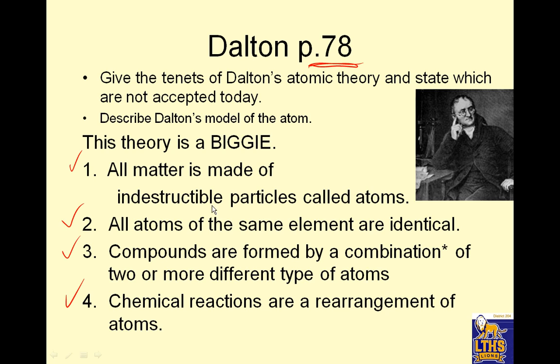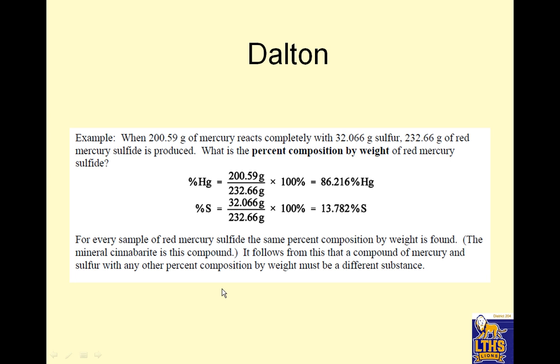So here we go: all matter is made up of particles called atoms. He thought they were indestructible. Atoms of the same element were identical. Compounds are formed by combining two or more different types of atoms. The reason there's an asterisk there is because just combining doesn't work. Chemically combining does. And then chemical reactions are rearrangements of atoms. So we had evidence to back up these four main postulates.